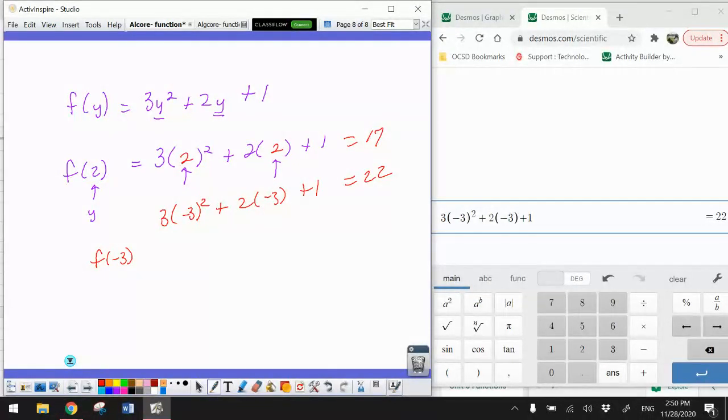Okay, so don't panic if they give you powers. It's the same thing. You just need to substitute every single time you see a variable.